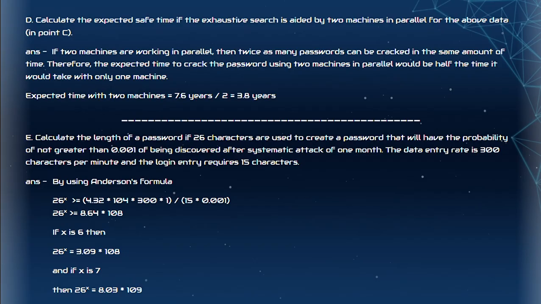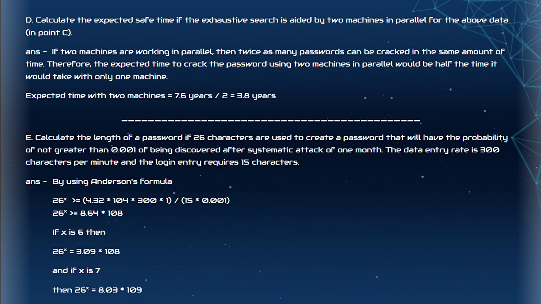Question number D is: calculate the expected safe time if the exhaustive search is aided by two machines in parallel for the above data in point C. Answer: if two machines are working in parallel, then twice as many passwords can be cracked in the same amount of time. Therefore, the expected time to crack the password using two machines in parallel would be half the time it would take with only one machine. So, the expected time with two machines is 7.6 years as we calculated before, divided by 2, which is 3.8 years. Move to the next question.